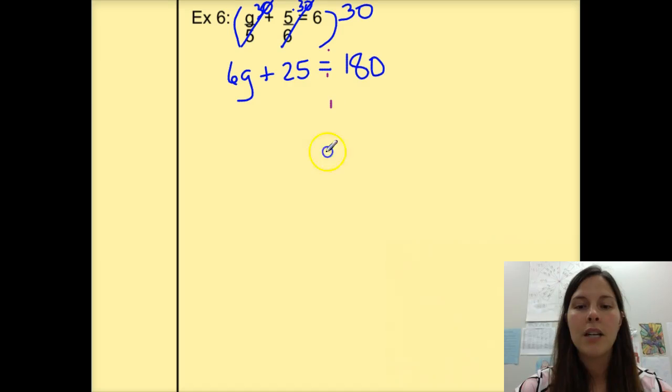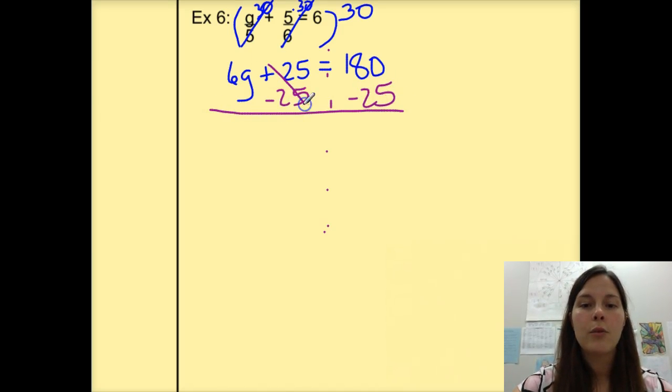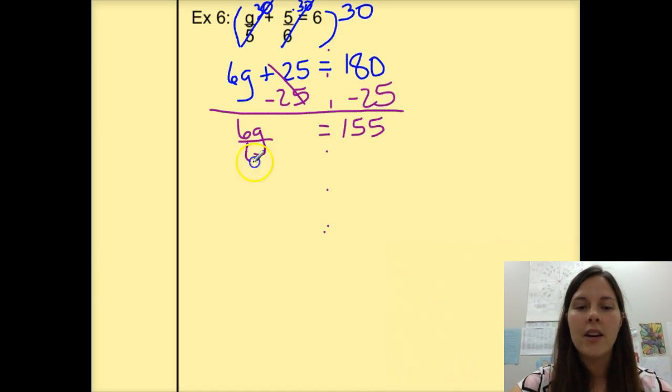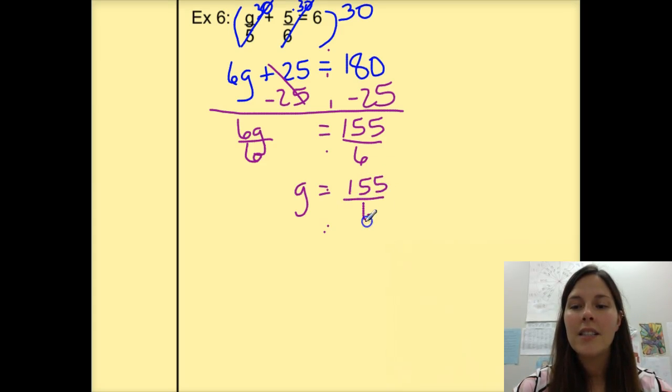Now I can set up my solving equation to cancel. So I'm going to subtract 25 from both sides. So the 25 minus 25 cancels, leaving me with 6g. 180 minus 25 is 155. And dividing both sides by 6, I know that 6 does not go into 155 evenly because 155 is not even, and 6 only goes into other even numbers. So I can leave it as an improper fraction.